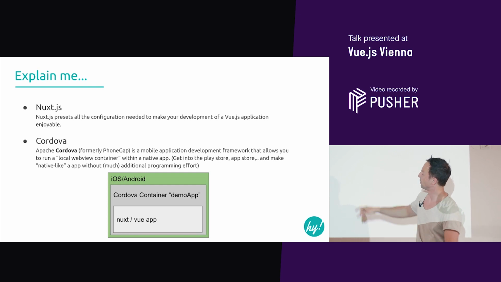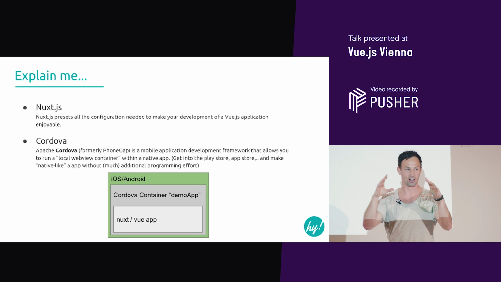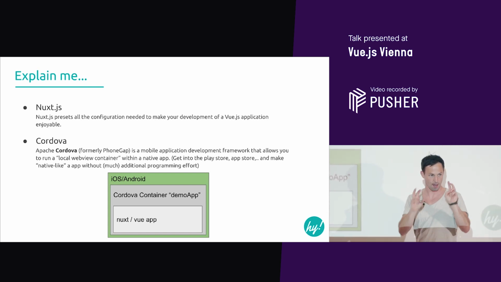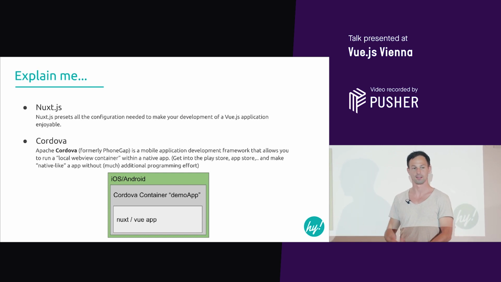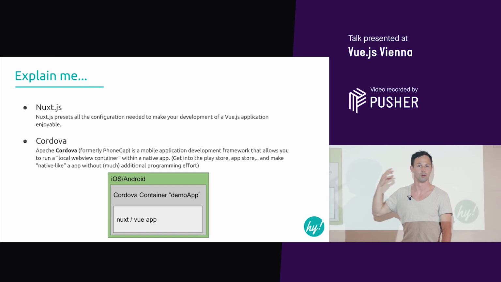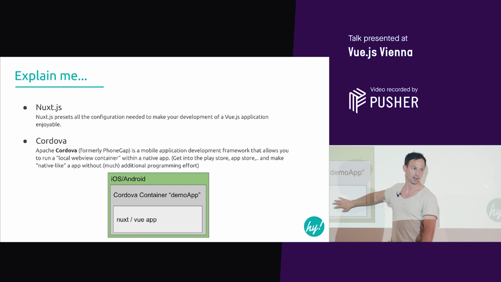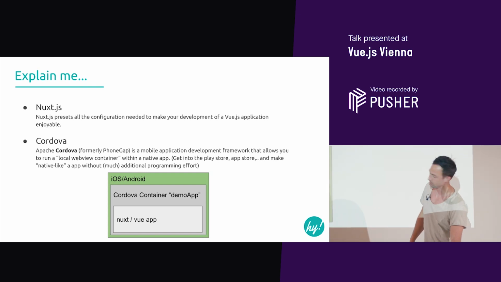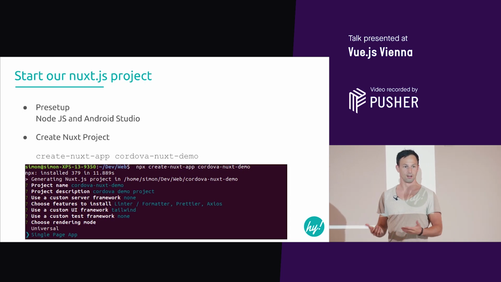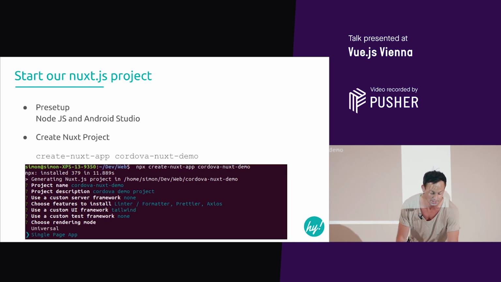Yeah, I tried to paint this a little bit. That means you have your iOS or Android device. Within that, there's a Cordova app. You can, of course, configure that, add some plugins, access native layers, for example, camera or other sensor devices. And within that, you have your Nuxt.Vue app. Okay? And, well, I think the best way to show you that is by just doing it.